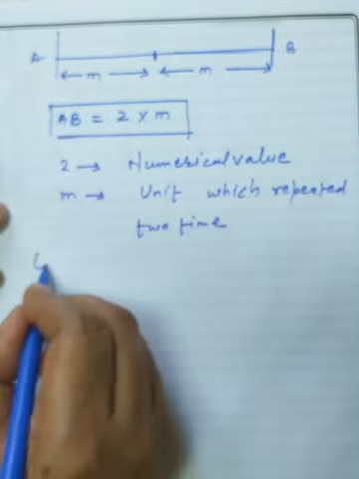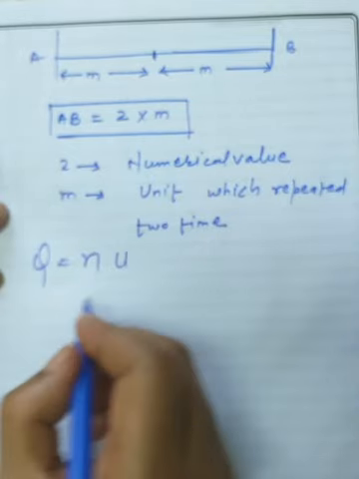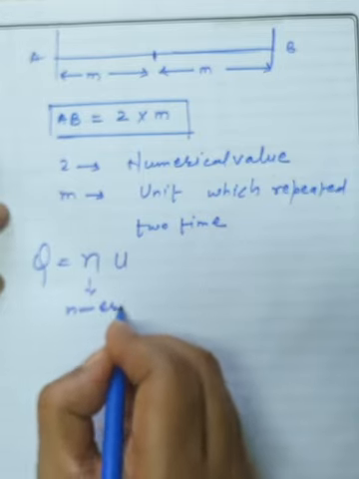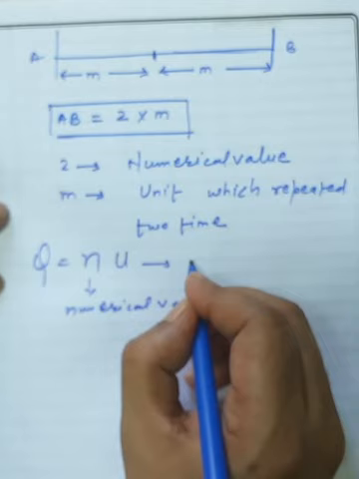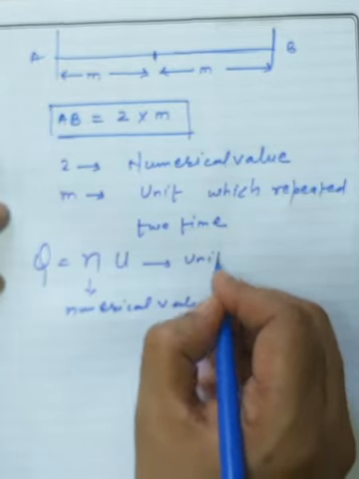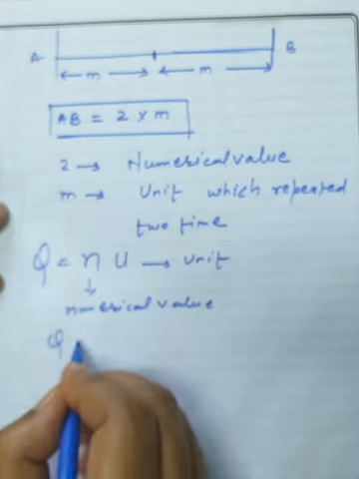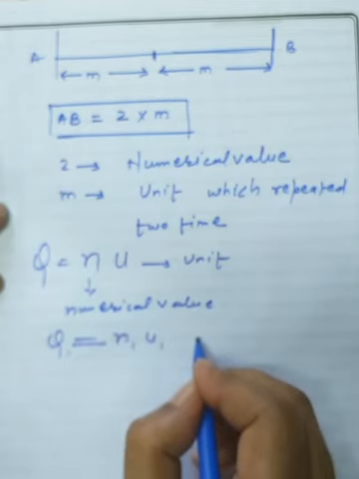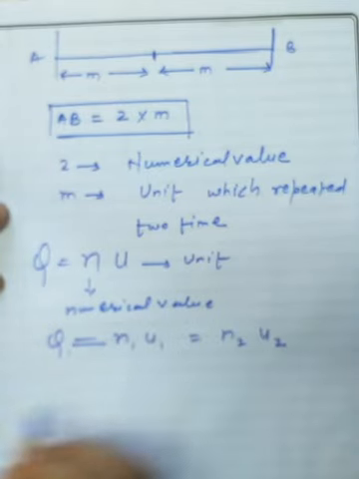So any physical quantity Q can be represented in terms of two parts, N and U, where N is called the numerical value and U is called the unit. Similarly, Q is a physical quantity which can be measured in one unit system, that is N1U1, and in another unit system, that is N2U2.